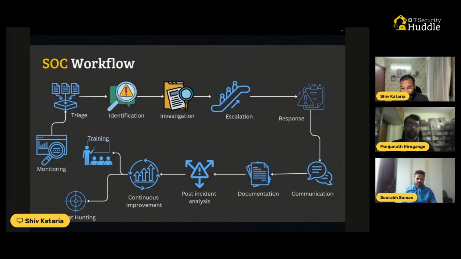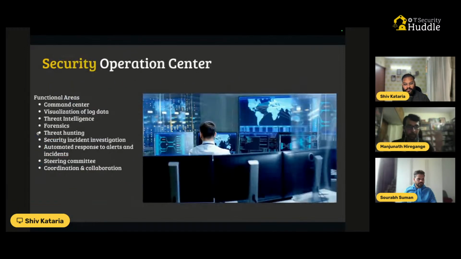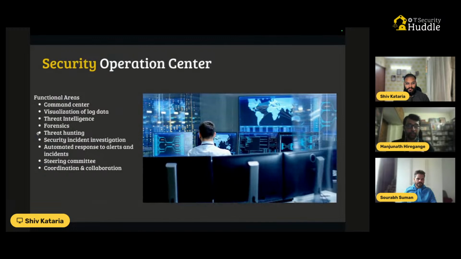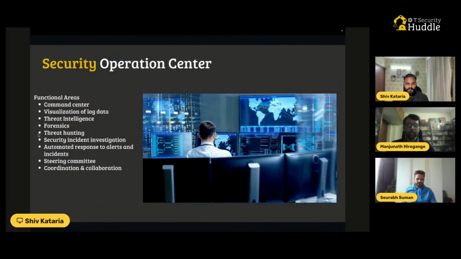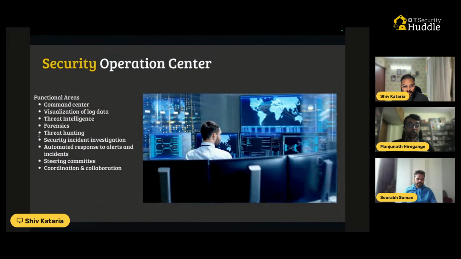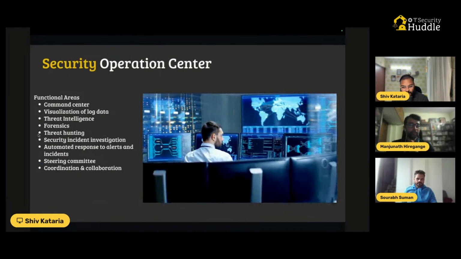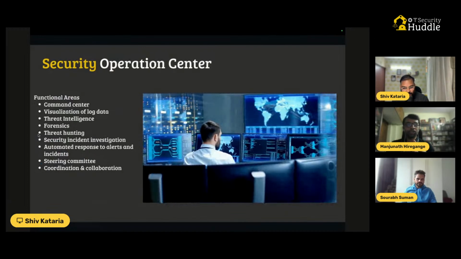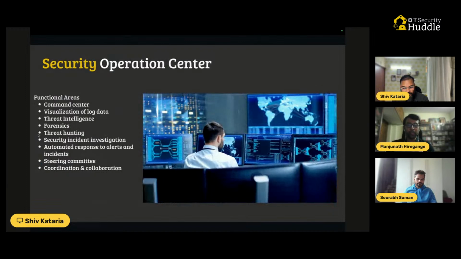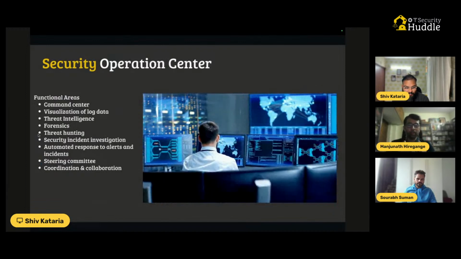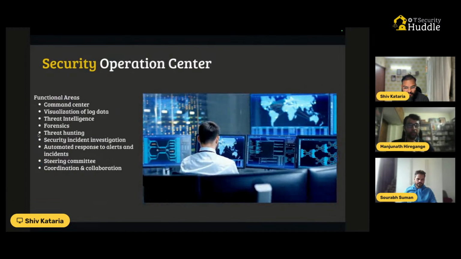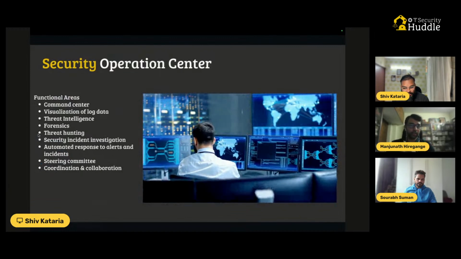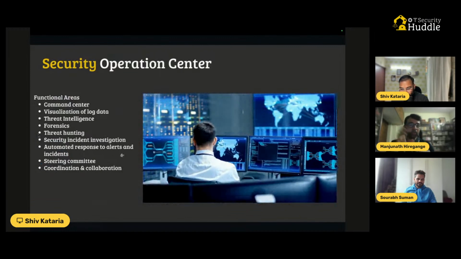And I have one question about the previous slide on the security operations center. I think in people's minds, when we create a security operations center, the functional areas you have mentioned are great points. And then the steering committee and the coordination and collaboration is the major one, which I feel. Also, who should handle it? Whether it is the IT team who heads this or the OT team. Those kinds of questions, maybe moving forward along with your presentation, you can touch upon those areas.